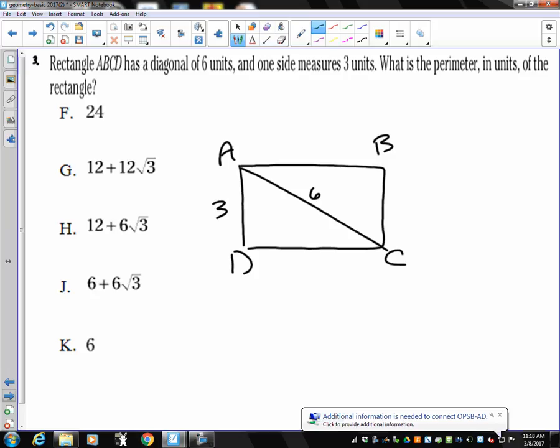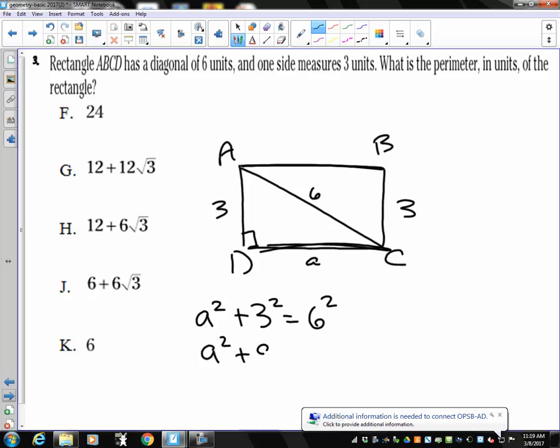In this case, we should know that this side of the rectangle would also be 3. But what's missing, obviously, is this side and this side. To find the perimeter, we sum up the sides, and we're missing the bottom and the top side. Since a rectangle forms right angles, and the diagonal forms a right triangle, we can use the Pythagorean theorem. I'm going to call this A to find that side. So a squared plus 3 squared equals 6 squared, so we get a squared plus 9 equals 36.